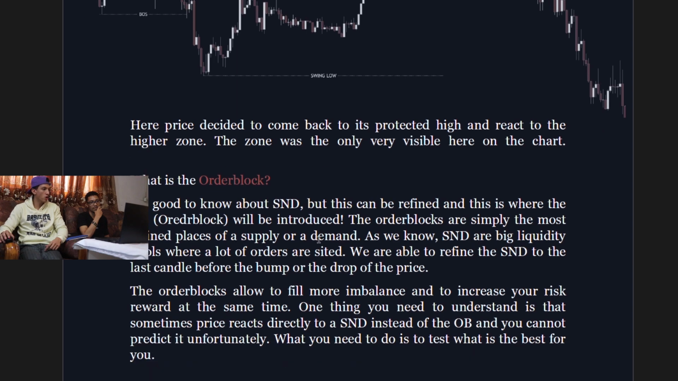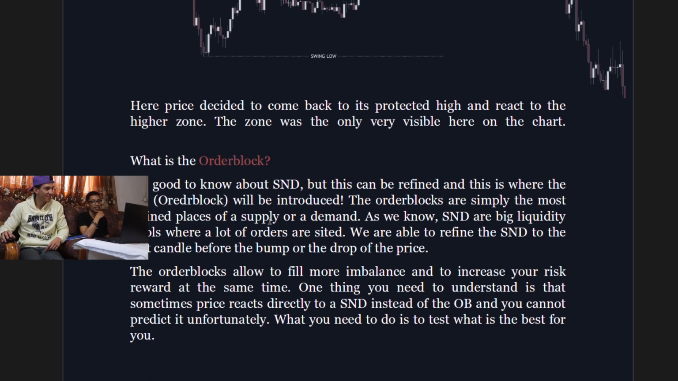So what is an order block? It's good to know what supply and demand is, but this can be refined, and this is where an order block is introduced. Basically, an order block is a refined supply and demand. It's building onto what we know, more in depth.